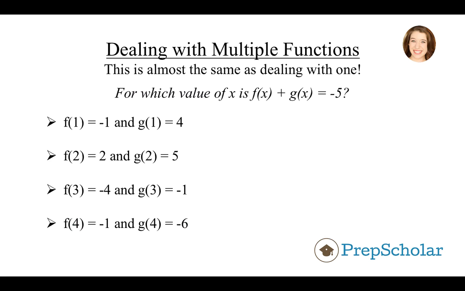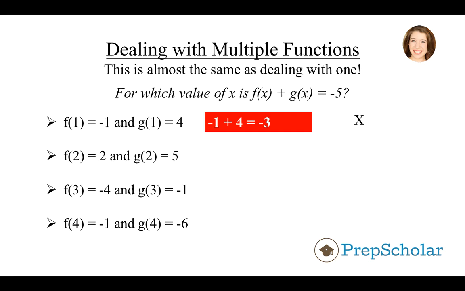Well, what do we do now? We've got all of our information from the tables, and we need to figure out for which value of x is f of x plus g of x equal to negative 5. Well, what we need to do is add these together and see which one brings us to negative 5. So, if we added f of 1 and g of 1 together, negative 1 plus 4, we would get negative 3. So, not f of 1 and g of 1.